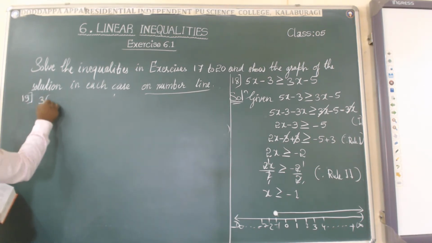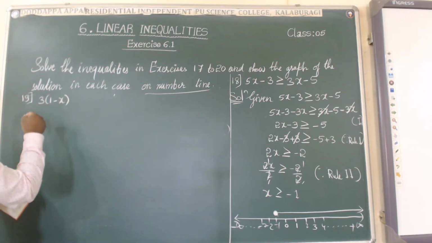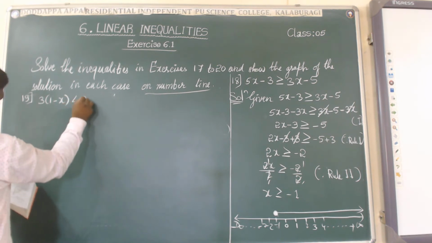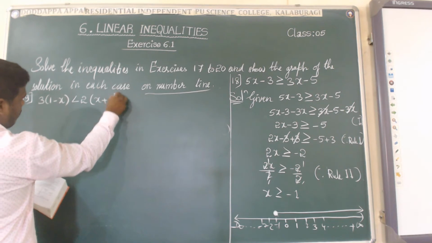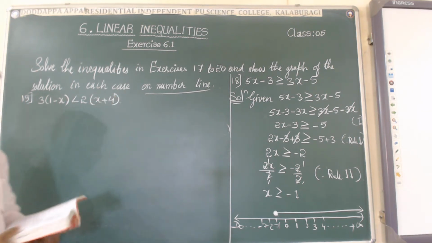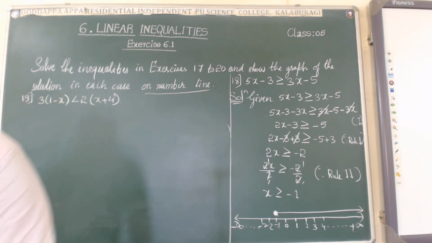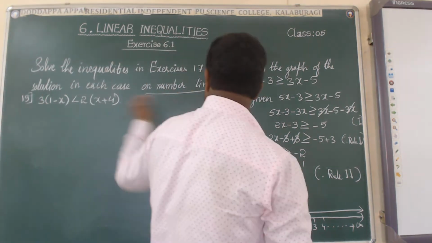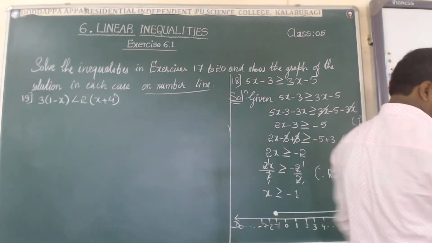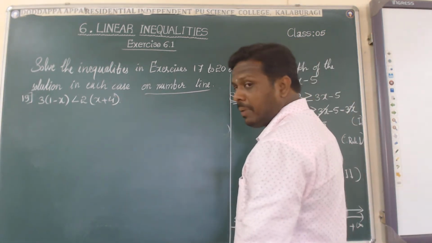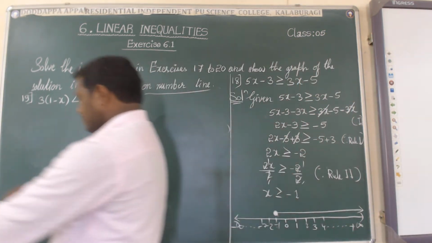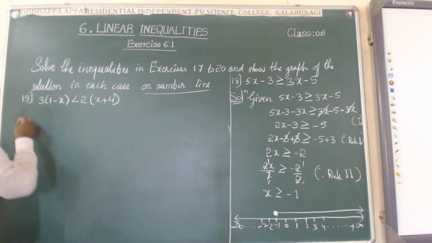3 of 1 minus x is less than 2 of x plus 4. Yes, this is the given question. And how to represent this solution on the number line? How to represent this solution on the number line? Let us come to the solution of this one. Yes, I am writing the solution in this way.